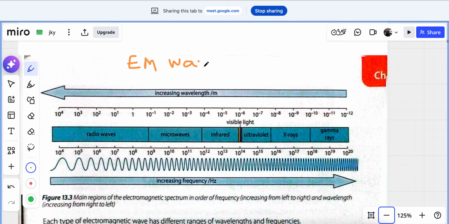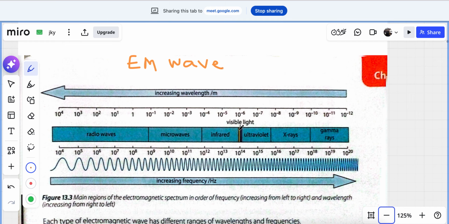Whenever light is emitted by the sun, it has all these electromagnetic waves. All these are the waves or lights that are emitted by the sun. However, our eyes can only see this one, the visible light. So this is called the spectrum of electromagnetic wave.